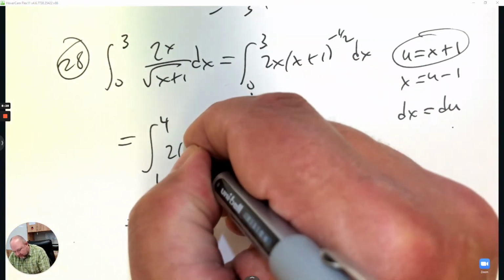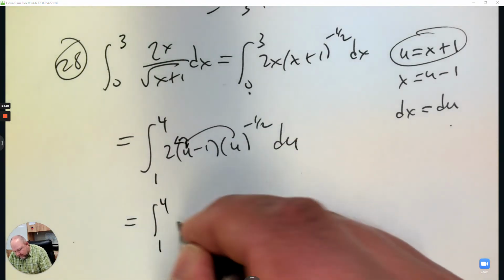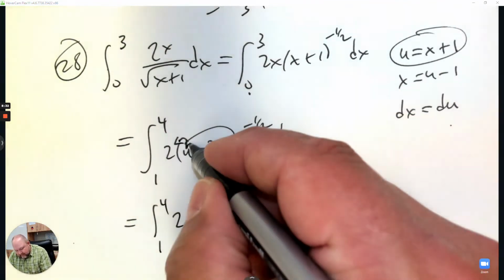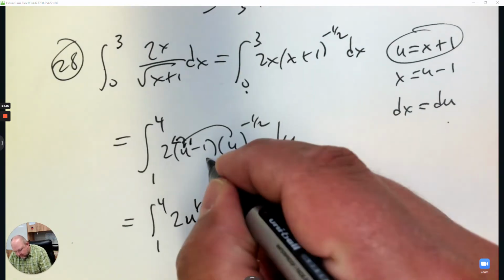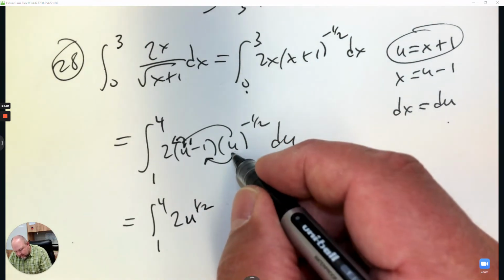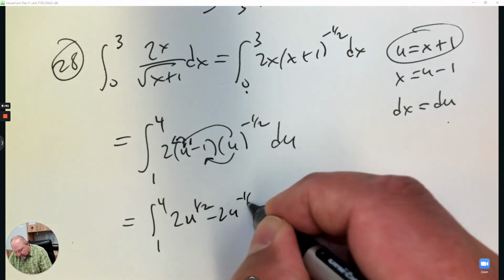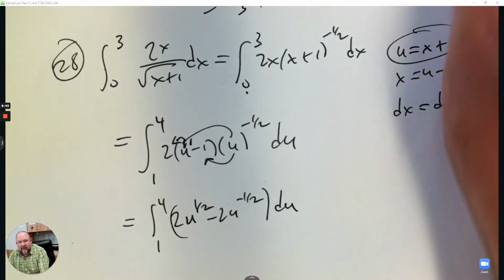So I'm going to distribute. So that's 2u, and there's an exponent 1 there. Add it, and that's positive a half. Distribute again. That's negative 2u to the negative a half. So see the algebra there.